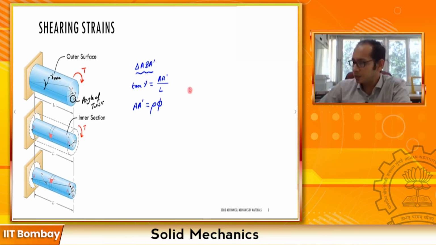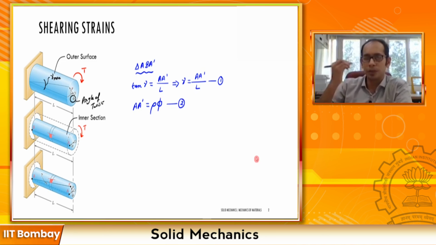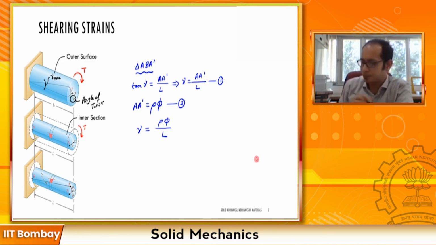Now, if you see this first equation, for small angles, and in this course we are primarily dealing with small deflections and small angles, tan gamma becomes equal to gamma. So I can write gamma equals A prime divided by L, right? Now, if this is my relationship 1 and this is my relationship 2, I can utilize both. Essentially, I can substitute A prime in relationship 1, and write gamma equals rho phi divided by L, right?